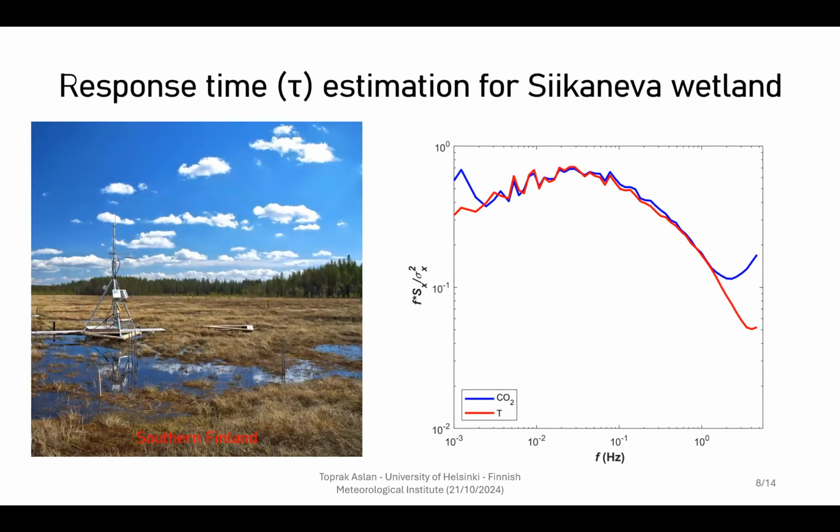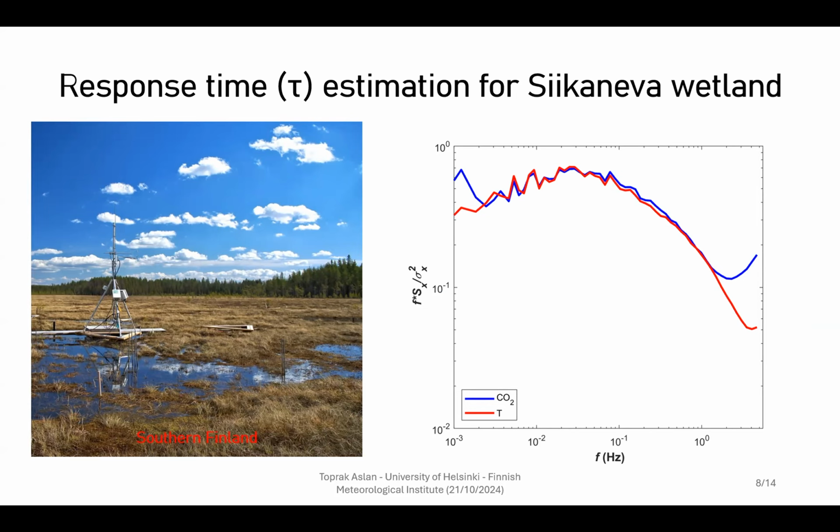I will show some real-world examples to better understand the consequences of different noise removal thresholds. I use the data from Sihkanava wetland that is located in southern Finland. In the figure on the right, you see the temperature spectra shown with red and the CO2 spectra shown with blue. So here I use CO2 data, but this is more important for non-CO2 gases.